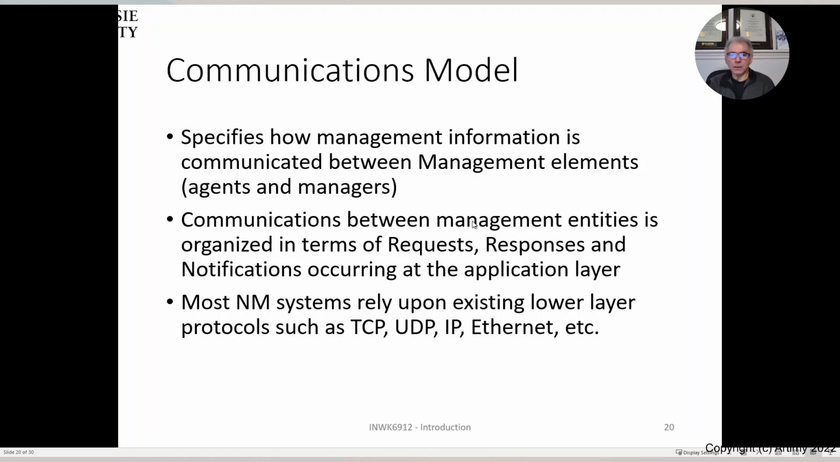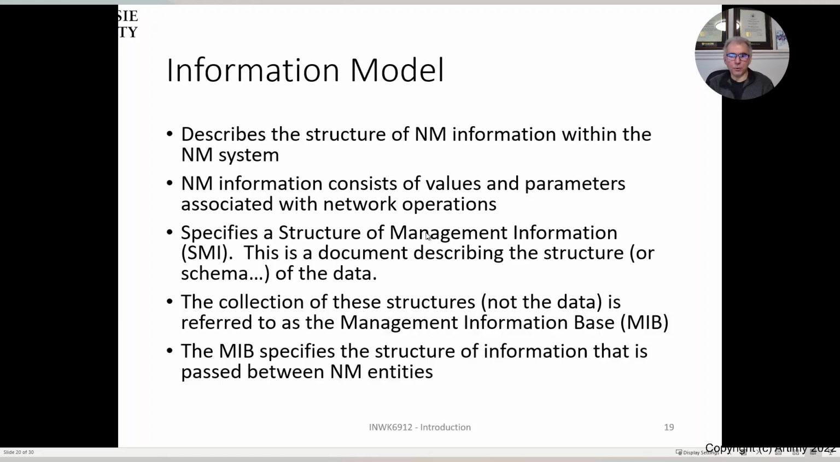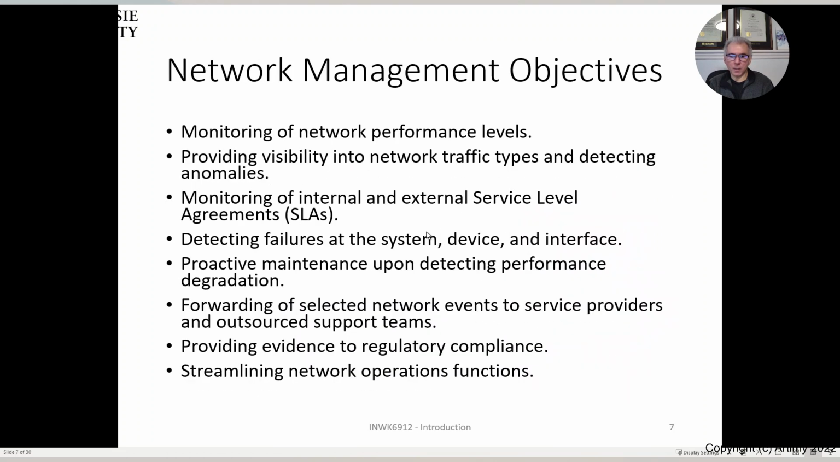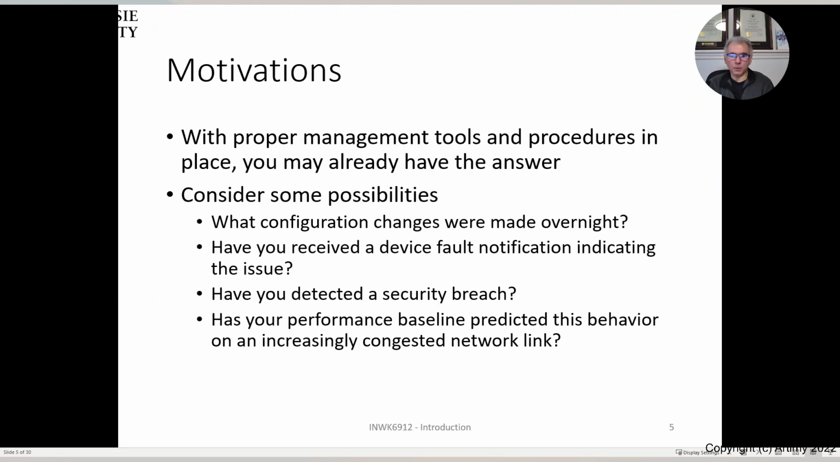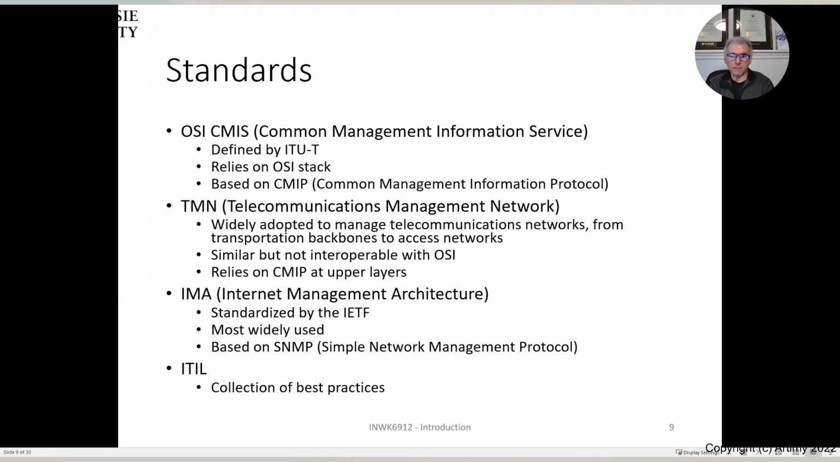So the third model is the communication model. And this model talks about how the information is exchanged between the manager and the agent, right? And this, if you want to look at it, talks about the protocol itself, right? So here, as I mentioned before, if you go back a number of slides, the protocol for the OSI is the Common Management Information Protocol.